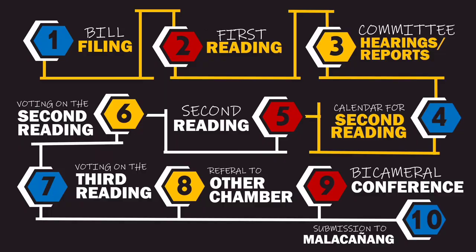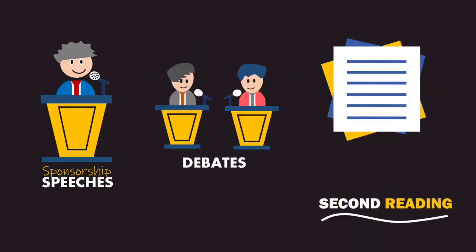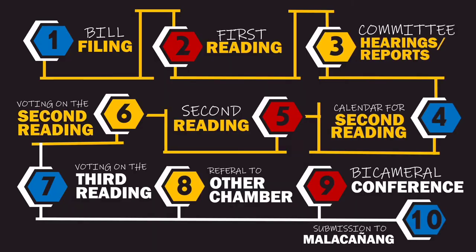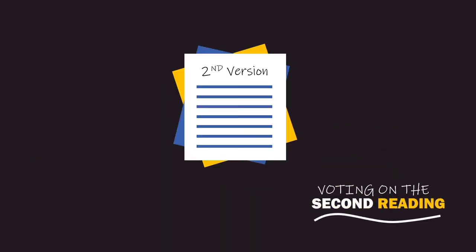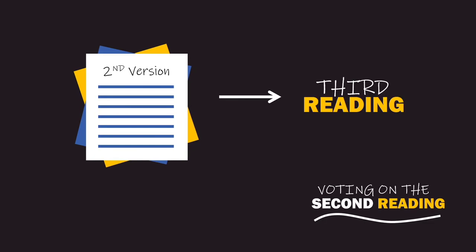Step 5. Second reading. In the second reading, sponsorship speeches, debates, and amendments take place. Step 6. Voting on the second reading. The members will vote on the second reading version of the bill. If approved, the bill is calendared for third reading.